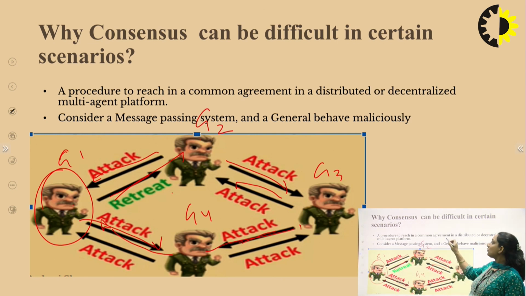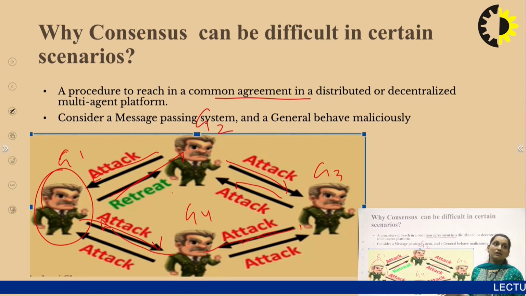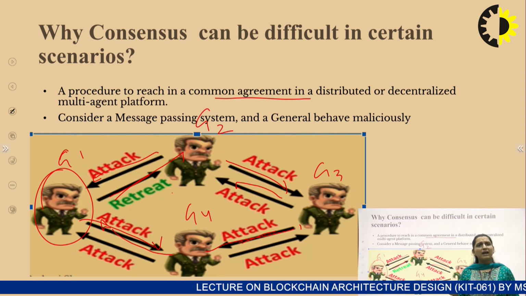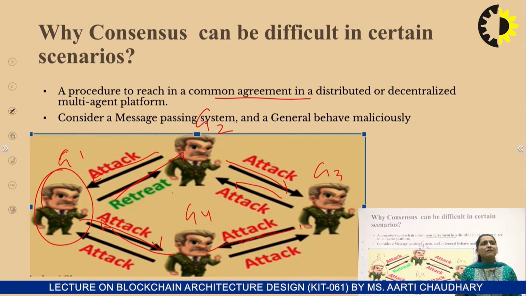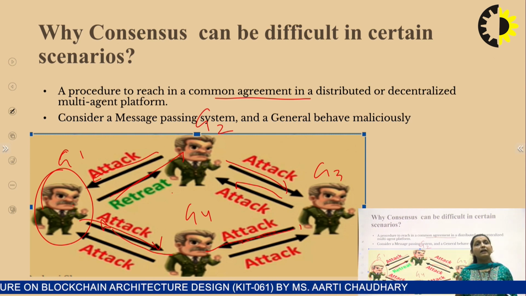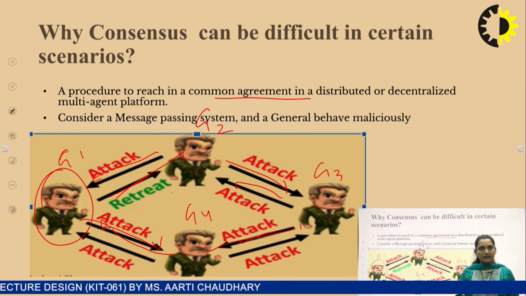The procedure is to reach a common agreement. We need a common agreement in a scenario which is a distributed and decentralized multi-agent platform, because we are not dealing with a centralized one. As we know, in blockchain we have a distributed, decentralized manner. So what we have to do is make a common agreement, and the agreement has to be positive and has to be correct in nature.